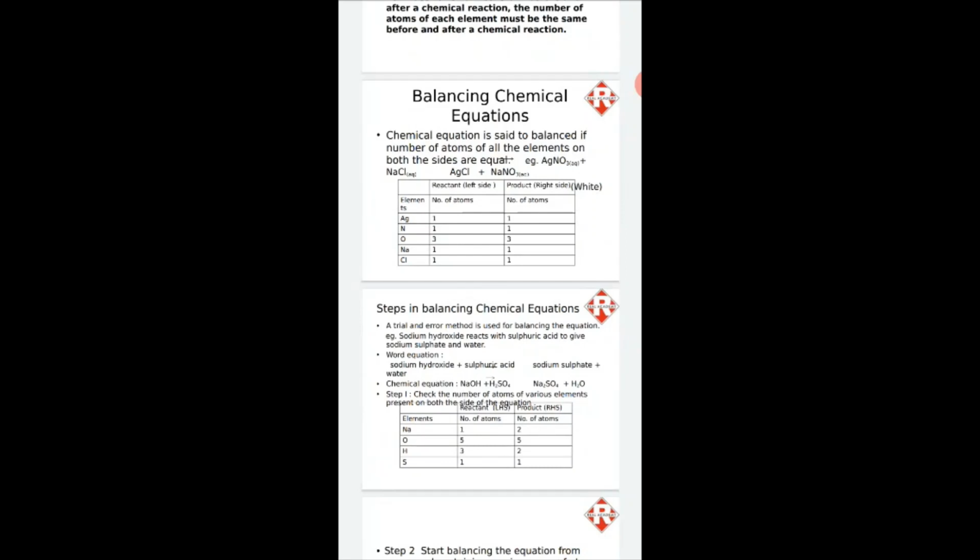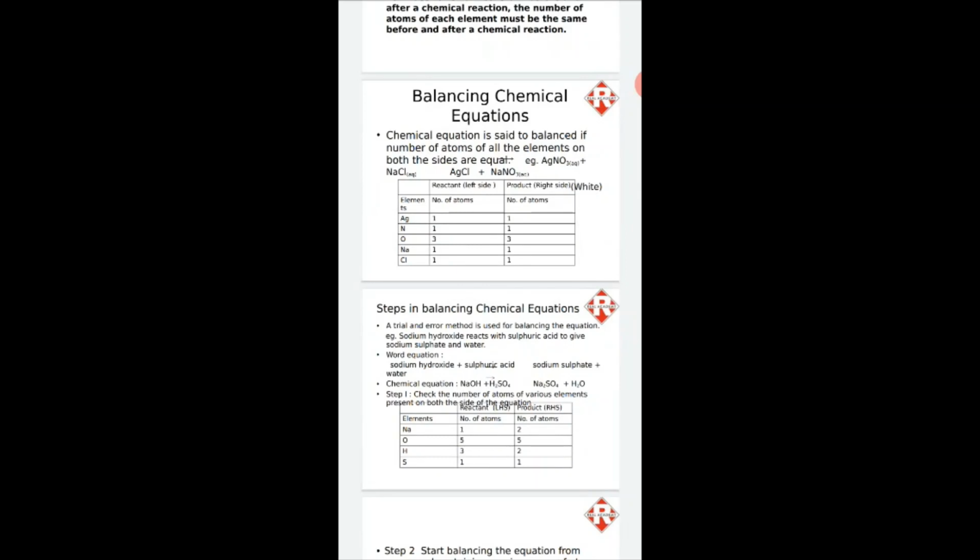Now here you are given one example. Silver nitrate reacts with sodium chloride and gives silver chloride and sodium nitrate. Now when you observe properly, AgNO3 plus NaCl, there is an arrow here, and the arrow is always present, that gives AgCl plus NaNO3.